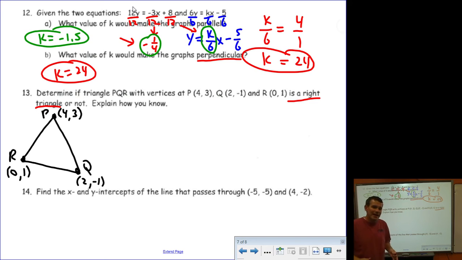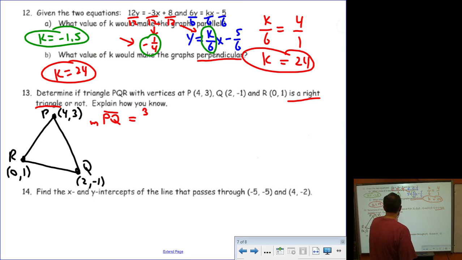If it's a right triangle, it means somewhere there's a right angle. Or it means two sides must be perpendicular to each other for this to be a right triangle. So I need to check the slopes of the sides to see if any of them are perpendicular. So I might start with side PQ. And the slope of side PQ would be y minus y over x minus x. That would be 4 over 2, or 2.